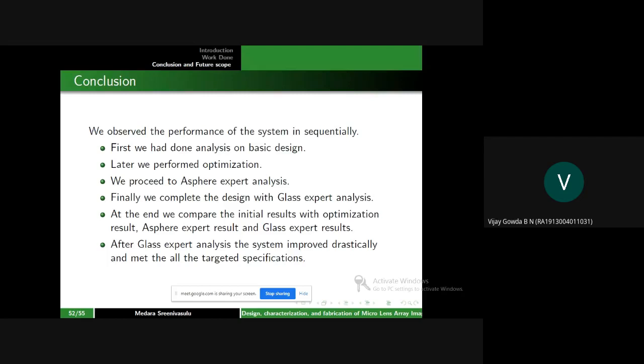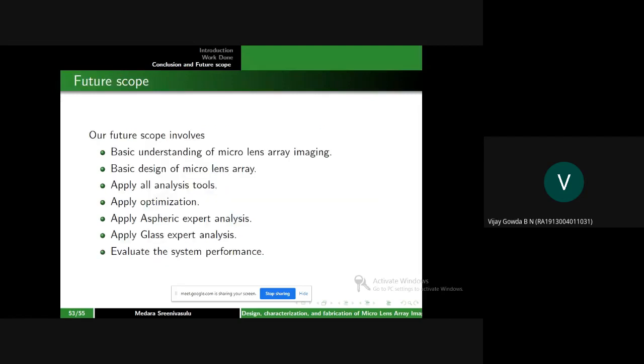Then after the glass expert analysis, the system's performance improved drastically and met all the targeted specifications except the overall length. We need to compromise on that one, because we can't meet all the constraints at once. We need to compromise by having a trade-off between the parameters. That's very important.